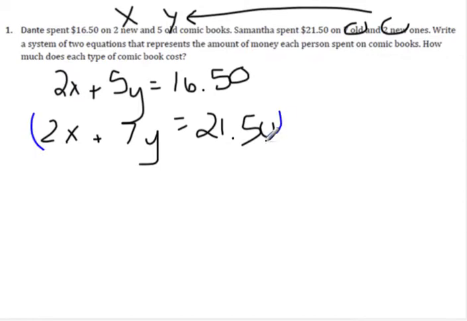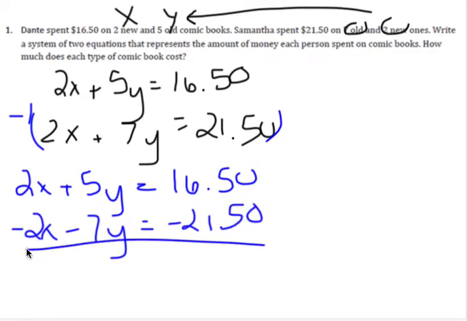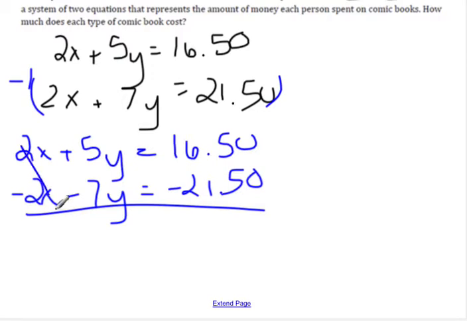So what I notice is that my X's have the same number on them, which means all I have to do is make opposites. So I'm going to go ahead and multiply the second equation by a -1. So I have 2x plus 5y is equal to 1650. And then on the bottom, I'm going to go ahead and change the signs of everything. Notice that I even changed the sign on the other side of the equal sign. So now I'm ready to add down the columns.